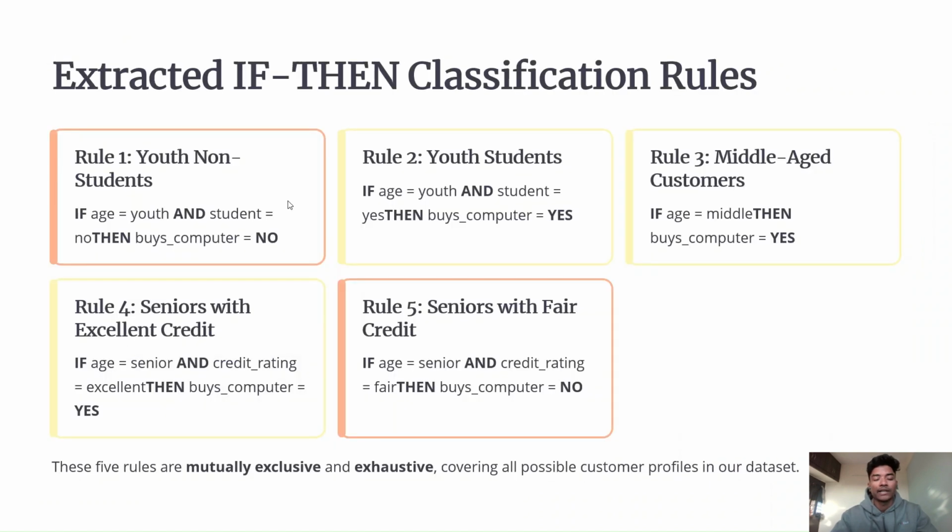Now let's see the extracted if-then classification rules. From this tree, we extract 5 clear and simple rules. Youth plus non-student equals no. Youth plus student equals yes. Middle-aged equals yes. Senior plus excellent credit equals yes. And senior plus fair credit equals no. These rules are mutually exclusive, exhaustive, and perfectly classify all 14 customers.